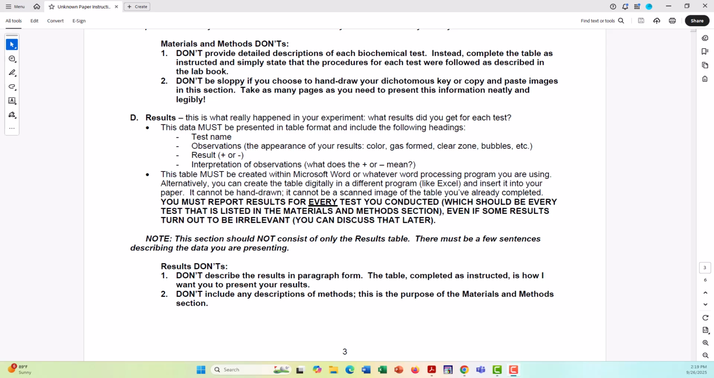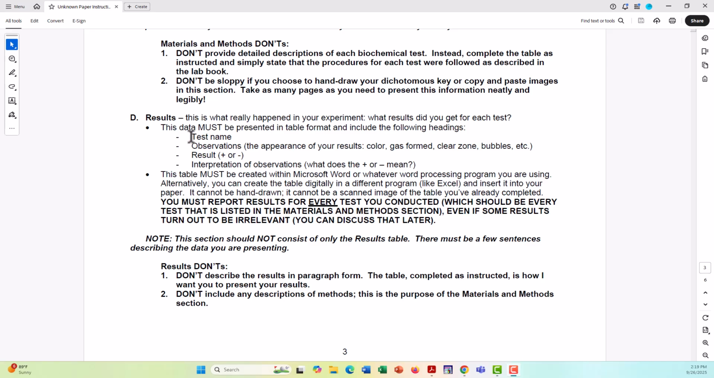I want this information presented as a table, and this table should look familiar to you because this is the table I had you fill out during the practice run, and it's also the table I gave you to fill out for your unknown. But you're going to be recreating this table for the paper. So what's in this table?